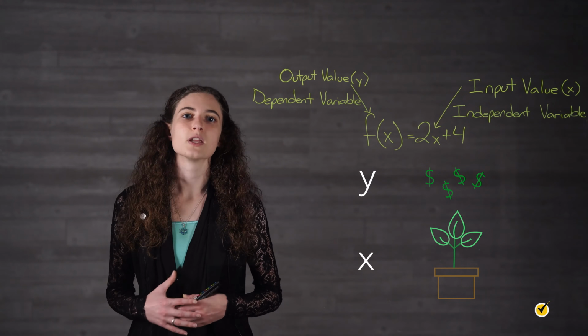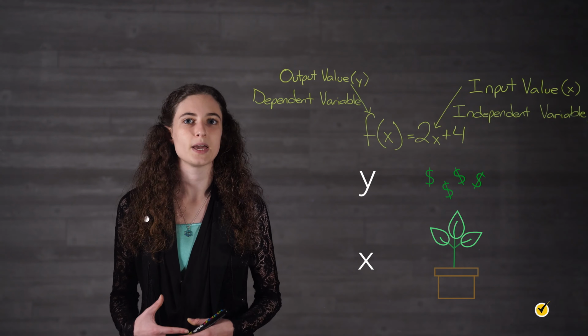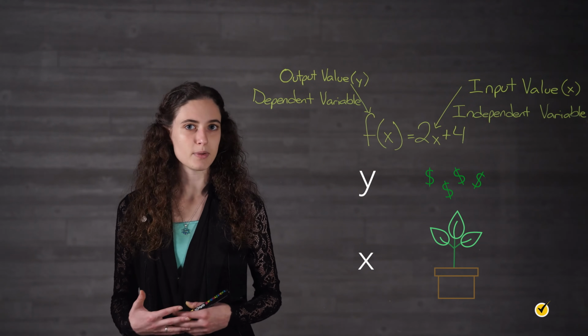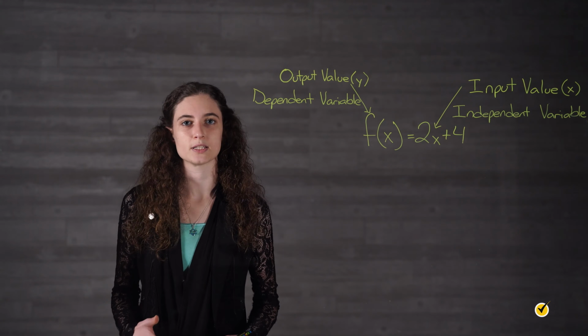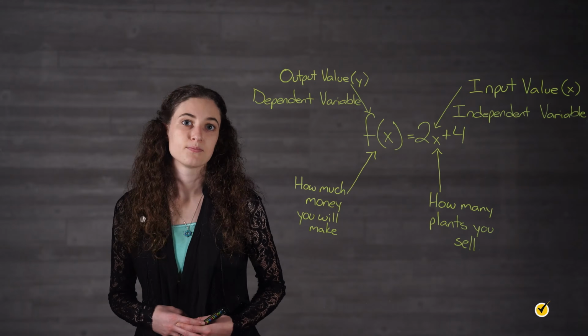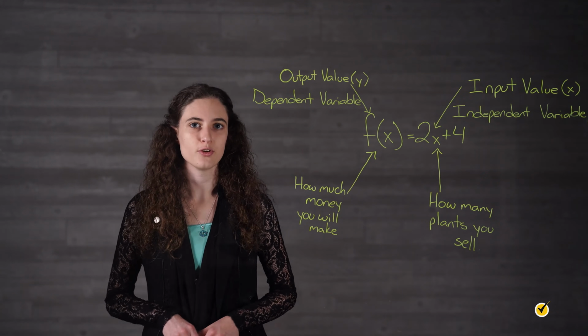So in this scenario, the number of plants you sell is the independent variable and the amount of money you make is the dependent variable. This makes sense because the amount of money you make should depend on how many plants you sell. We can use this function to solve for y in terms of x. This means that we can choose any value for x and use it to find the value of y.